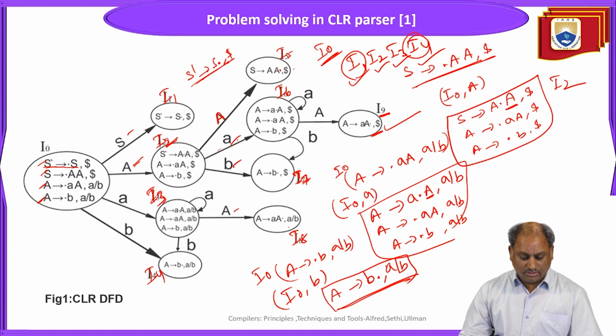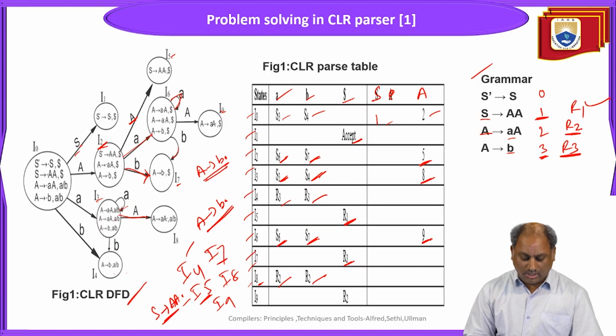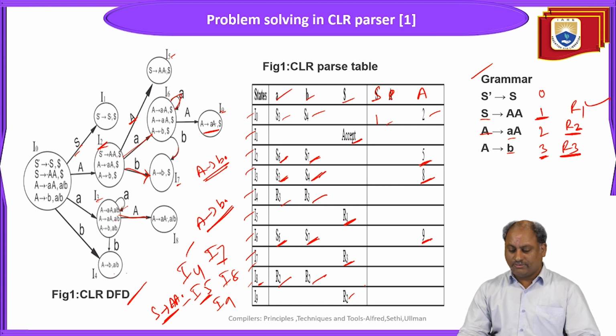And lastly, I9. I9 is the step A derives a A dot, so that is R2. R2 is to be written under dollar, with the follow operation.